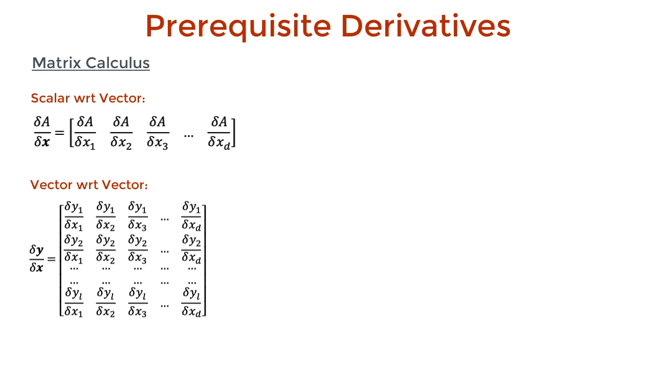Here's a second rule that I think is very important for our discussion. The derivative of a column vector y with respect to a column vector x is a Jacobian matrix. Note the orientation of derivatives here. The denominator vector is expanded along the columns, and the numerator vector is expanded along the rows. These are the two basic rules I think in matrix calculus that we would need.